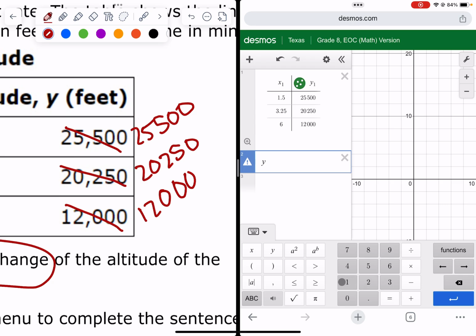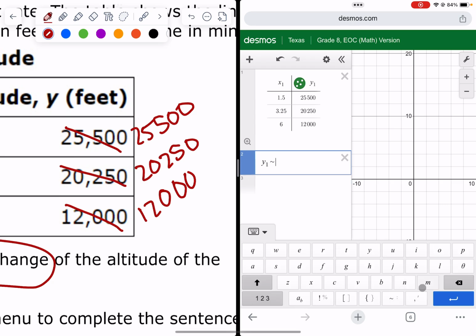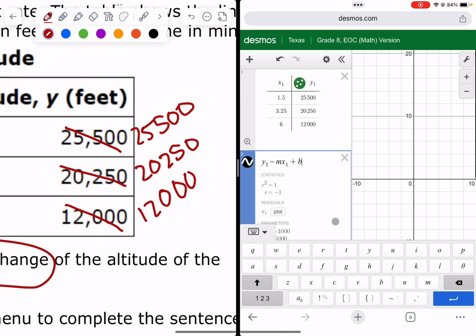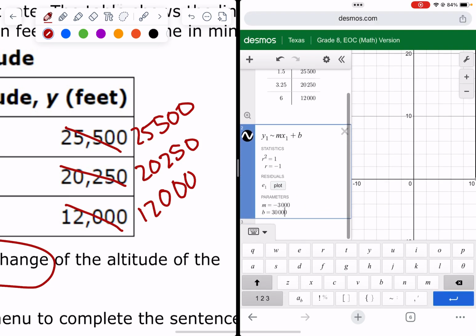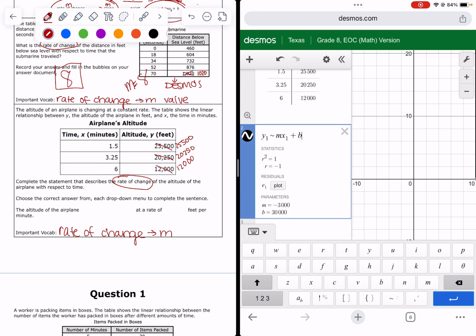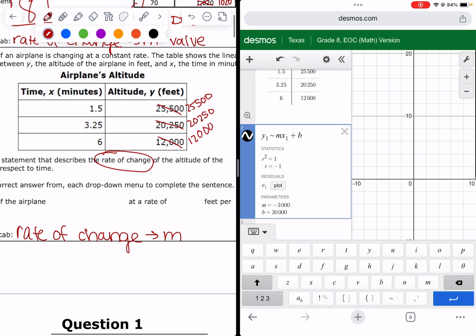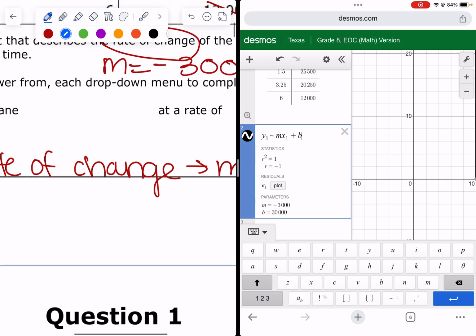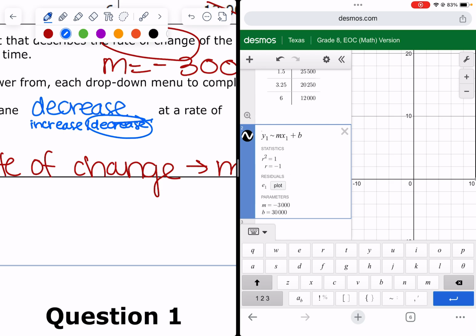y1 squiggly line mx1 plus b. And this gives me what I need right here. It says m is equal to negative 3,000. So here are your options for the drop-down: increase and decrease. Okay, so if I know this is a negative, I know I would have to choose decrease. So decrease would have to go here.